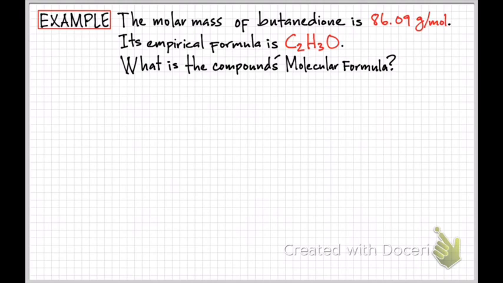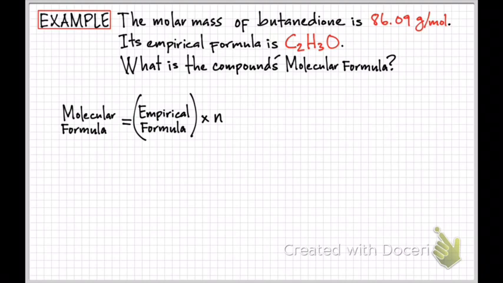Okay, so let's look at this one example here. The molar mass of butadiene is 86.09 grams per mole. Its empirical formula is C2H3O. What is the compound's molecular formula? So we're given the molar mass of the molecular formula here. Okay, so this is the molar mass of the compound butadiene based on its molecular formula. Now, we can calculate the molecular formula if we know the molar mass of the empirical formula. We are given the empirical formula here, so we can calculate the molar mass of the empirical formula.